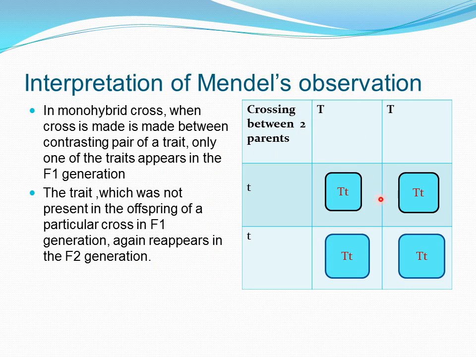So this is what we are discussing about the F1 generation. Now let us move on to the next part, which is the F2 generation, where this recessive character reappears. Though it was not there in the first filial generation or the F1 generation, it started reappearing in the F2 generation. So let us move on to that one.